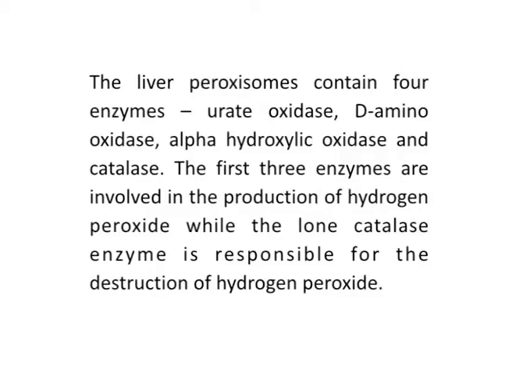The mechanism of biogenesis of peroxisomes is complex and not completely known. The peroxisomes have a lifespan of 5 to 6 days, after which they are destroyed through the process of autophagy. The liver peroxisomes contain 4 enzymes: urate oxidase, D-amino oxidase, alpha hydroxy acid oxidase, and catalase. The first 3 enzymes are involved in the production of hydrogen peroxide, while the lone catalase enzyme is responsible for the destruction of hydrogen peroxide.